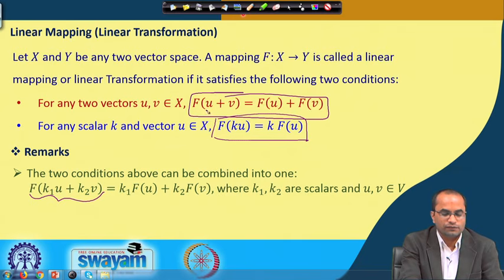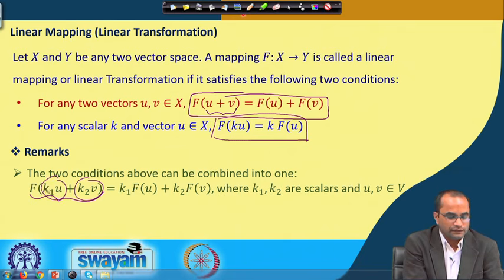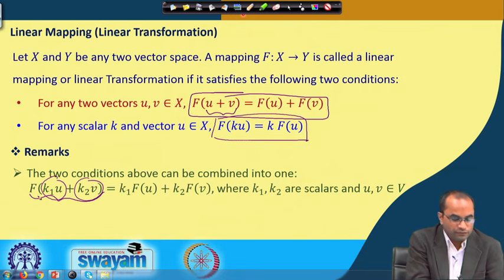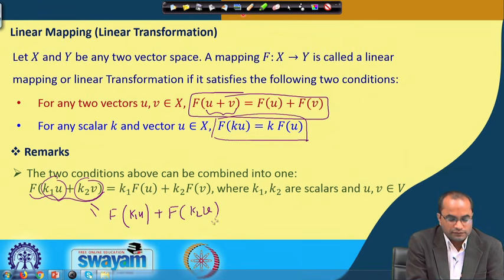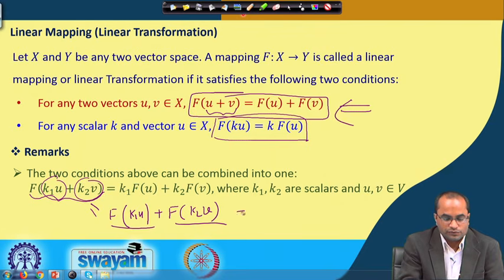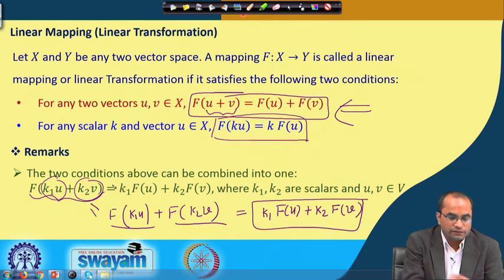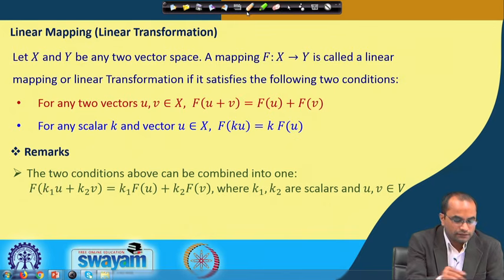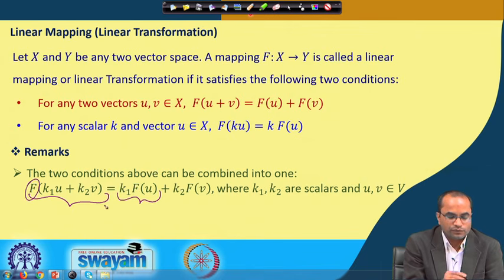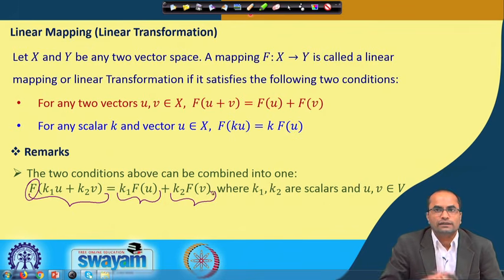So, one was the addition, u plus v, which is already here: f on k1 u plus k2 v must be equal to f(k1 u) plus f(k2 v). In the first step, for example, we think of it as k1 u and then plus k2 v. This is exactly condition number 1, and condition number 2 now gives that this should be equal to k1 f(u) plus k2 f(v). So, both the conditions are satisfied once f of k1 u plus k2 v is equal to k1 f(u) plus k2 f(v), and then we can call the given transformation a linear transformation.